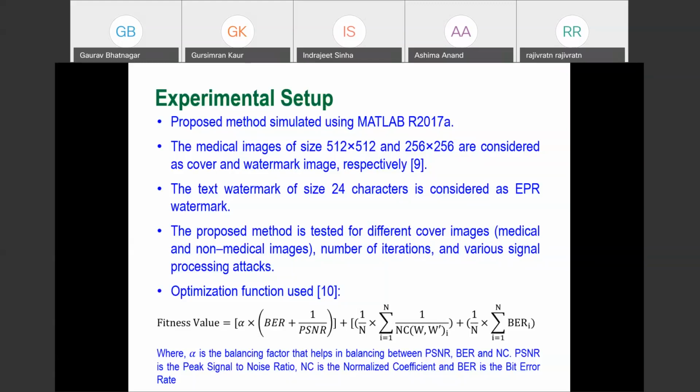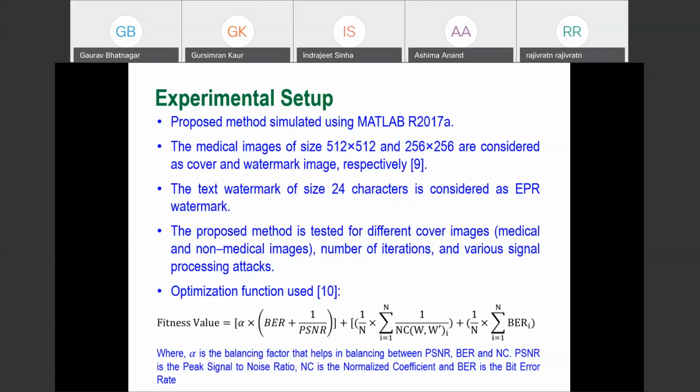Our results: we have simulated the proposed method using MATLAB R2017a. Since we have achieved dual watermarking, we have embedded two watermarks. The first one is the patient's report, which is of 24 characters, and a medical image is the second watermark, which is of the size 256 cross 256. These two watermarks are embedded within a medical image, which is of the size 512 cross 512.